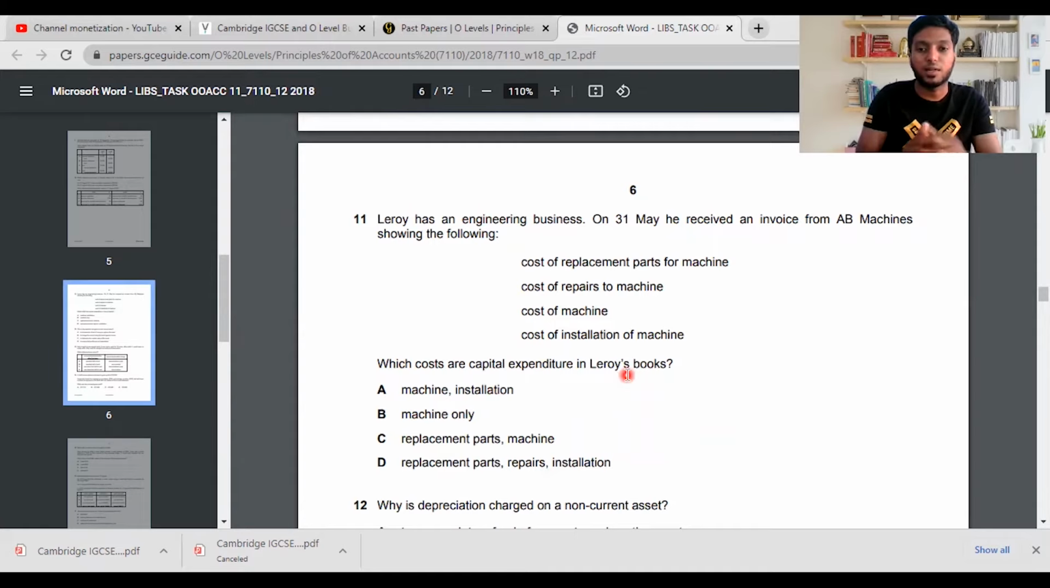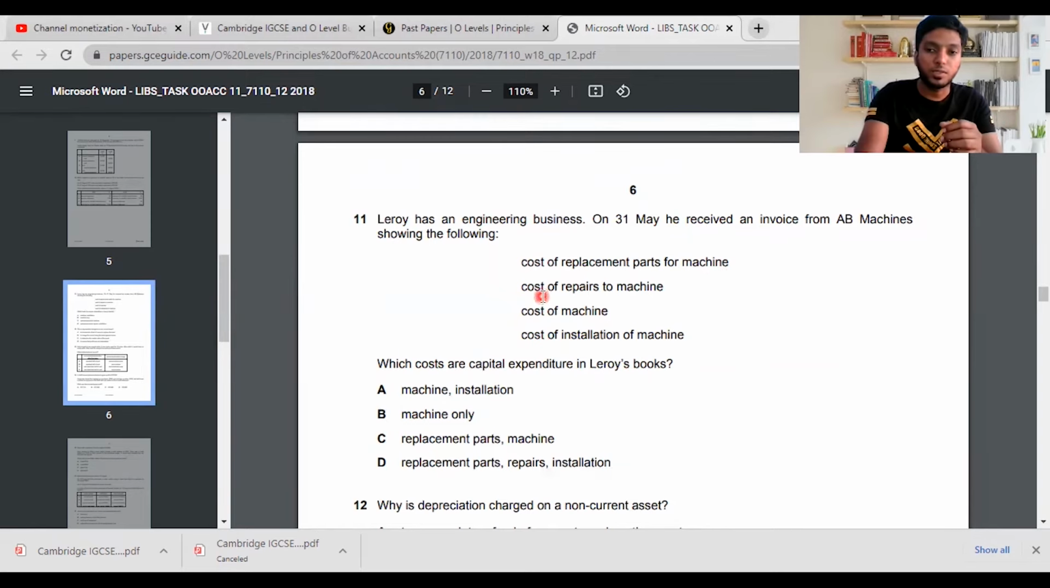Selling a non-current asset happens on capital, revenue, capital income. I'm not speaking about capital income, I'm speaking about capital expenditure. So when you replace a machine, a non-current asset, or when you are making an entire big change on the non-current asset, we call it capital expenditure. Here, the cost of replacement parts for a machine is a revenue expenditure, because you are replacing certain parts, but still you are not replacing the machine or the entire thing.